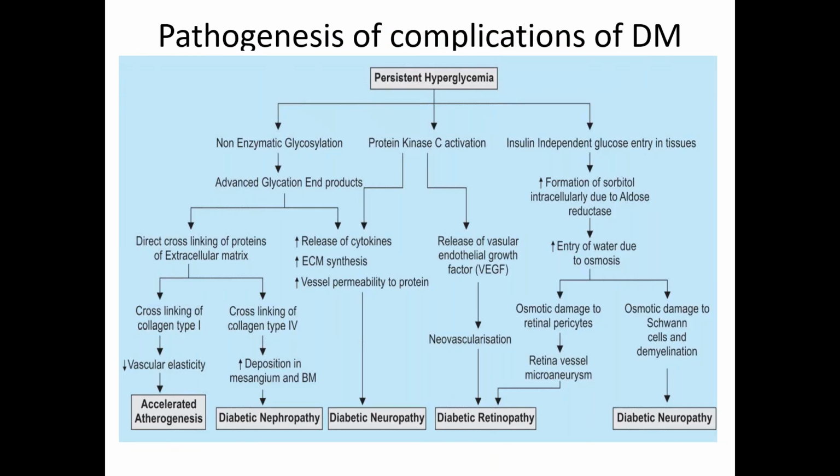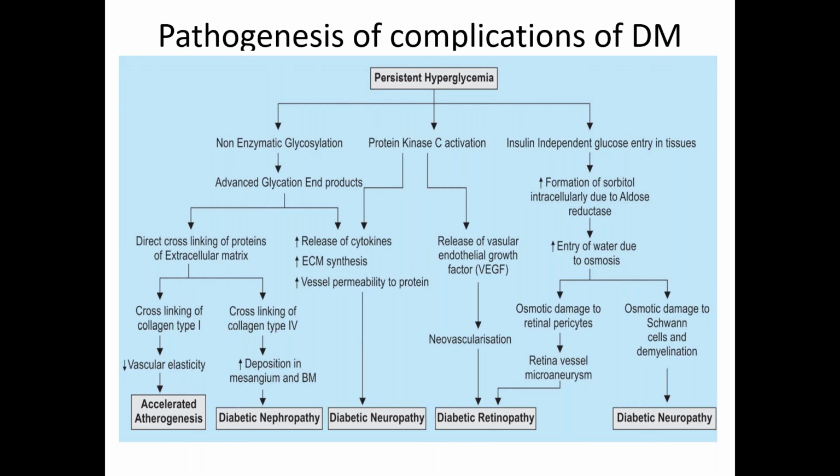So the same thing is illustrated here: how hyperglycemia directly or indirectly contributes to various complications, atherosclerosis, nephropathy, neuropathy, retinopathy, like that. So the most important pathogenetic mechanism is non-enzymatic glycosylation of proteins. This is very important. The proteins are non-enzymatically glycosylated.